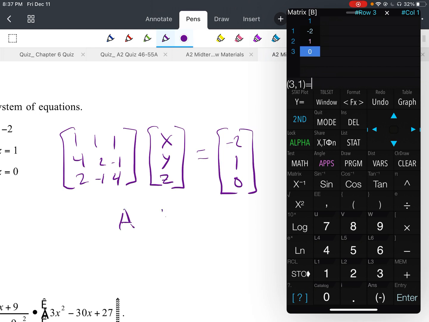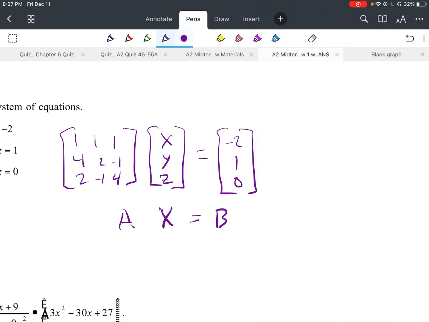This is A, this is X, the unknown matrix, and this is matrix B. So A times X equals B. How do you get X by itself? Just like any other thing, we're just going to solve it, and we'll be good.